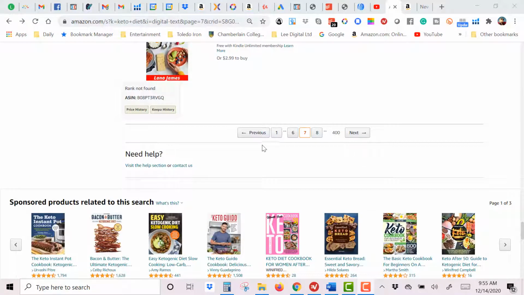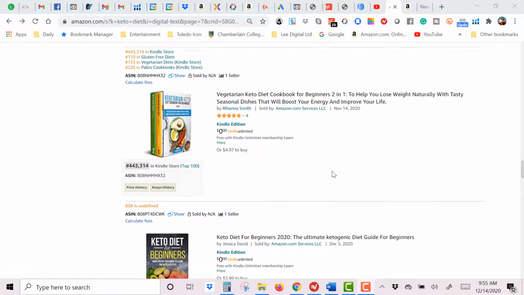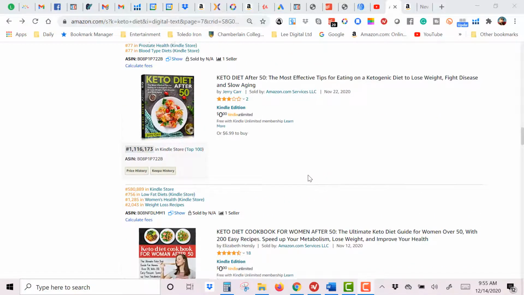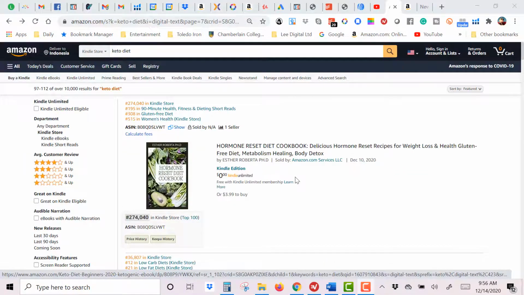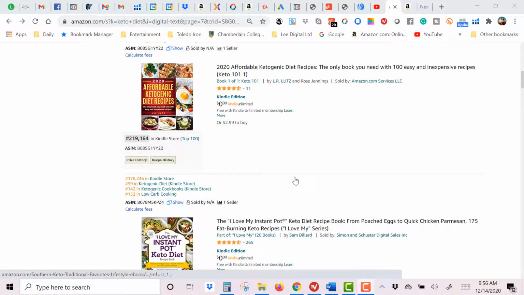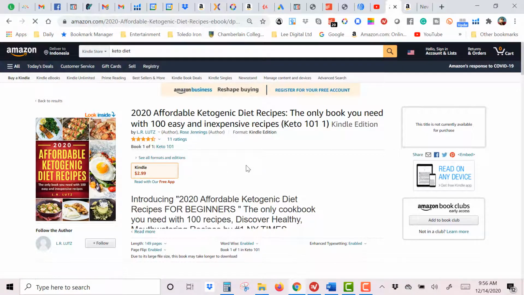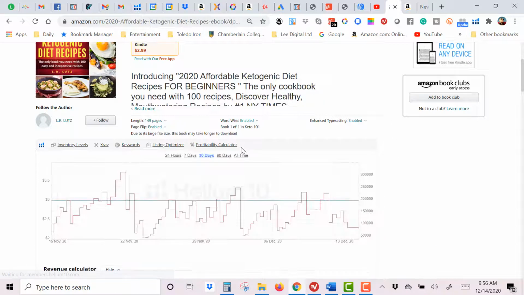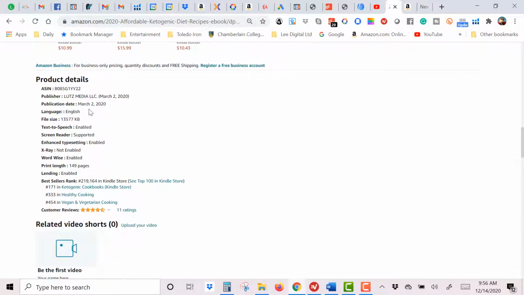All right, so I had to go up to page 7 to find a book in keto that's not from November or December. This keyword is so saturated, especially during these months. So everything is recent. Here on page 7, I found a book from March. So let's get into this one. Only 11 reviews. And if we scroll down here, you can confirm the publishing date was March. So we have a good amount of months here to analyze the data.